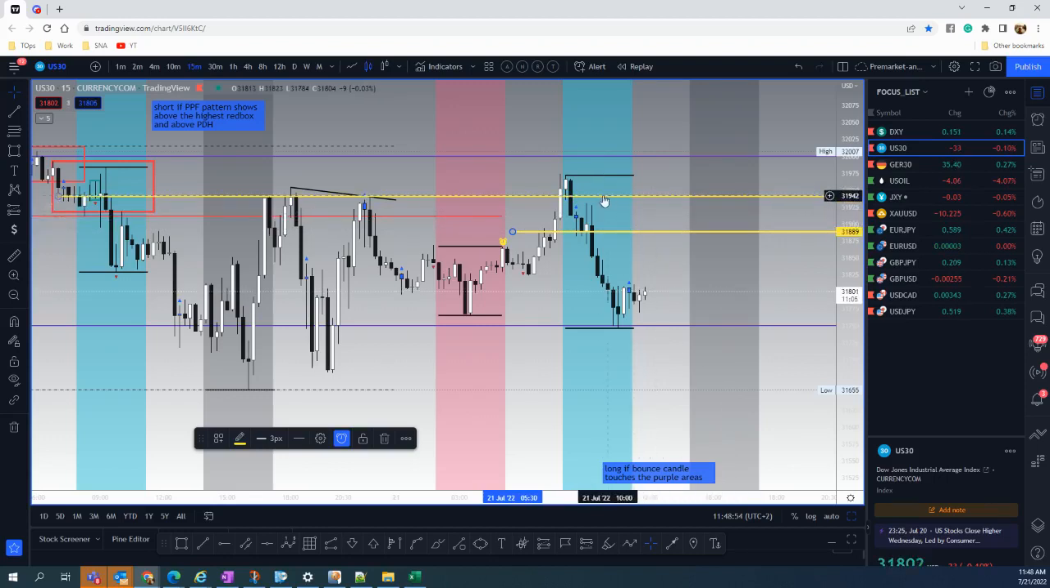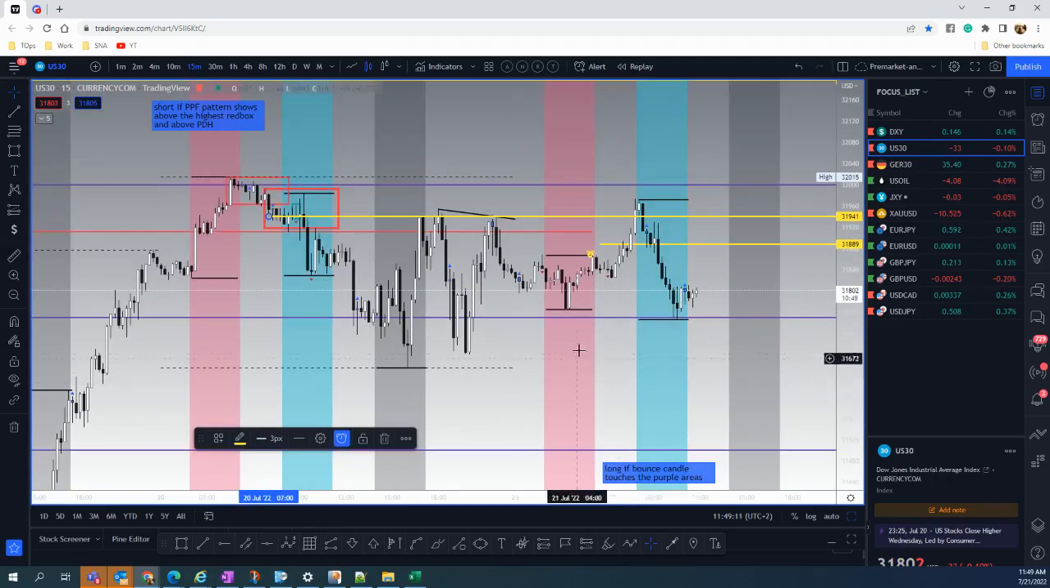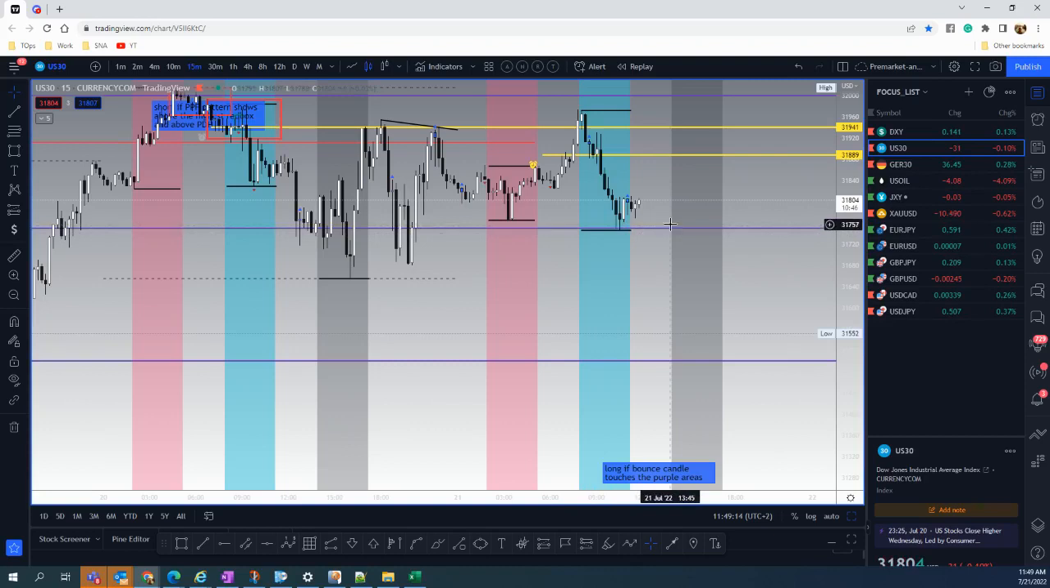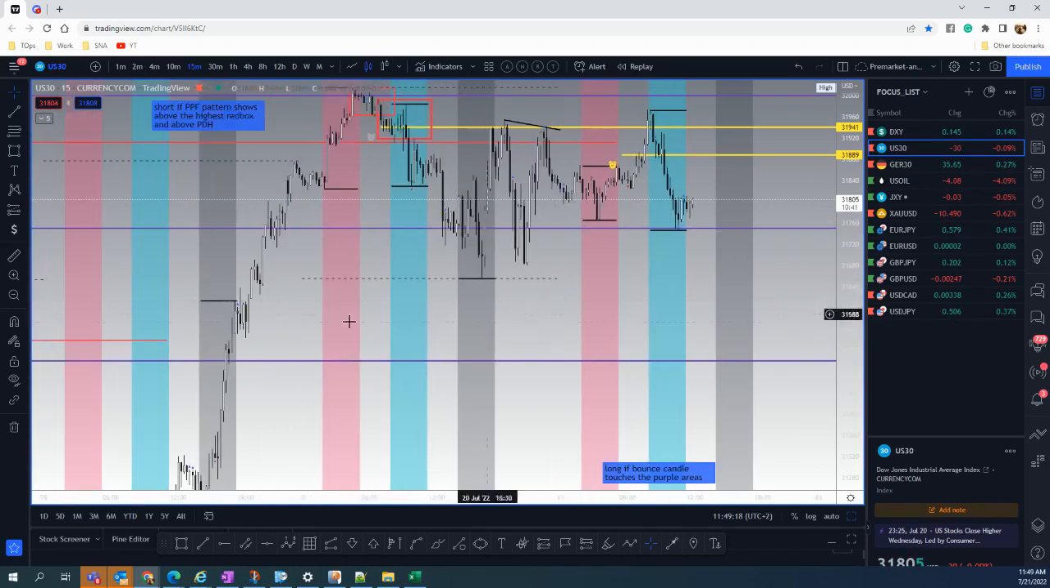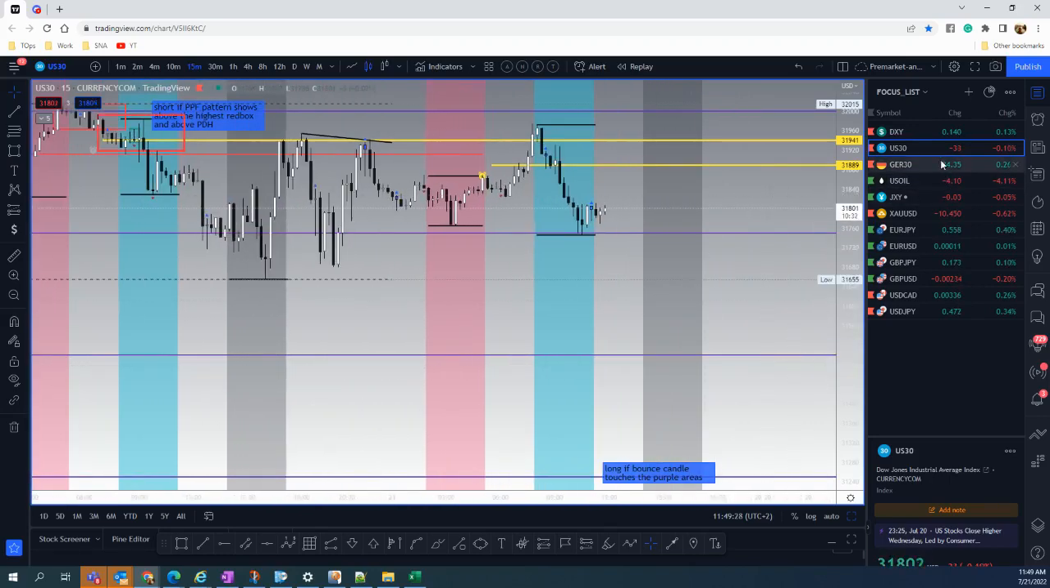But of course, I'm also watching this level here. This level is also valid and could possibly get hit, and we are going to short this US30. My take profit target is the low of the previous day, or if the momentum is strong, it could hit this round number. Okay, so that's my take on US30.